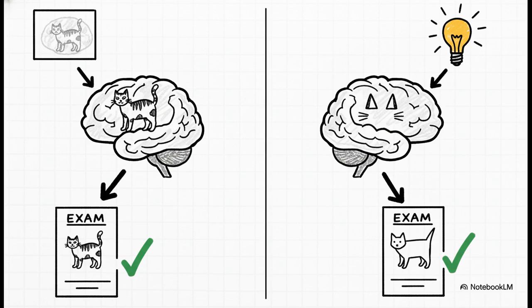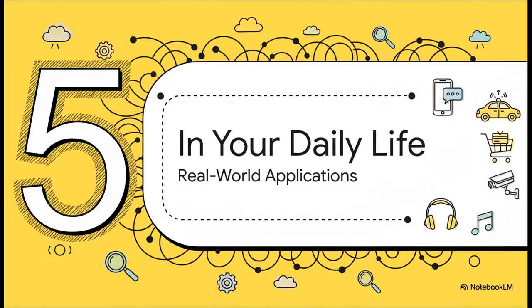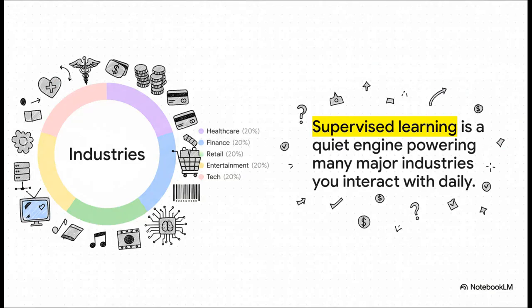So after all this training, all this studying and testing, where does this technology actually show up? Well, the answer is pretty much everywhere you look. I mean, seriously, from the way you bank to the shows you binge watch, supervised learning is this quiet, powerful engine running in the background of almost every major industry: healthcare, finance, retail, entertainment, and of course, tech.